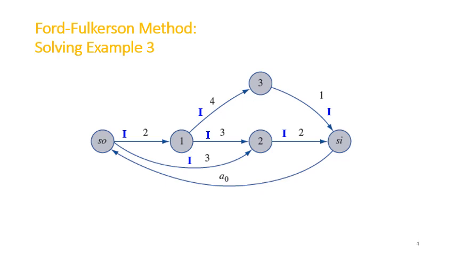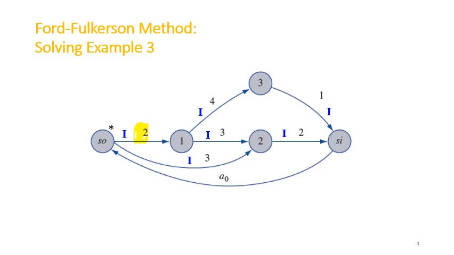Because the flow is still 0, we have the capacity. For example, this capacity is 2 and our current flow is 0. So of course the property of the arc is increase and only increase.